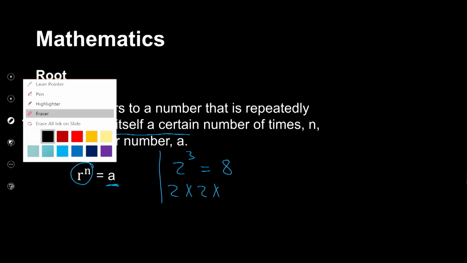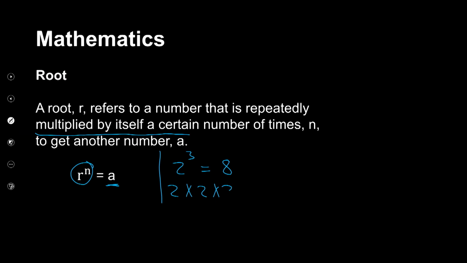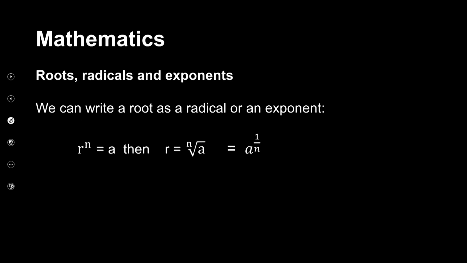8, right? Now I'm multiplying by 3 there. 2 multiplied by itself 3 times in order to get 8. So 2 times 2 will be 4. You multiply it by that 2, it will definitely give me 8. So that's what a root is all about. The n, you know, is an exponent, meaning it represents how many times a number is multiplied by itself.